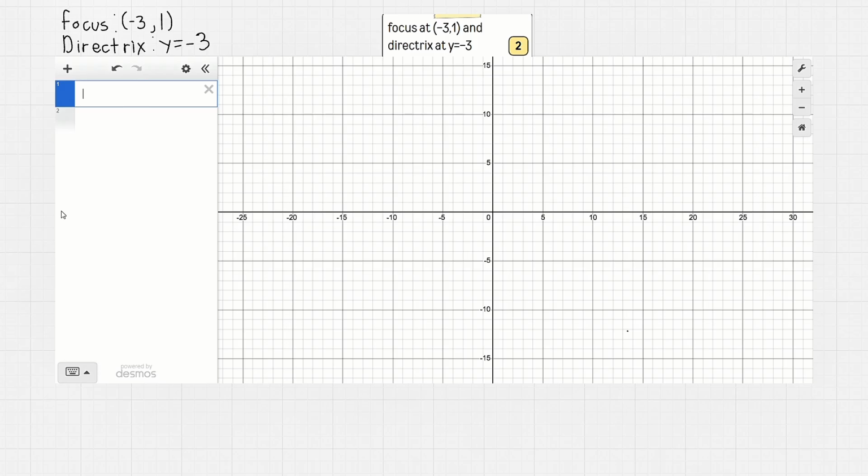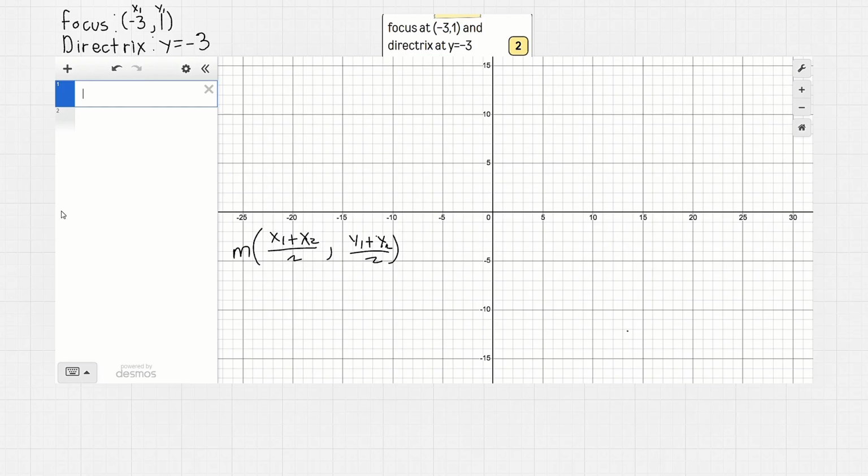So that means the vertex is the midpoint of the focus and directrix. Now, how do we get the midpoint? How do we get the vertex? To get the midpoint, we are going to use the midpoint formula, which is x sub 1 plus x sub 2 over 2 and y sub 1 plus y sub 2 over 2. Now, our focus will be our x sub 1 and y sub 1. In the directrix, how are we going to tell what point it lies on?